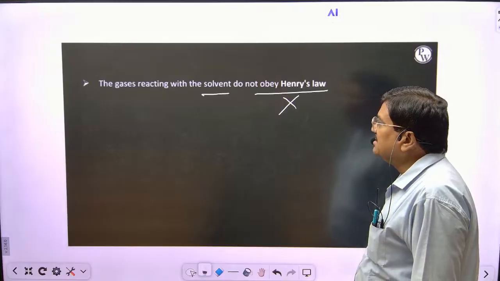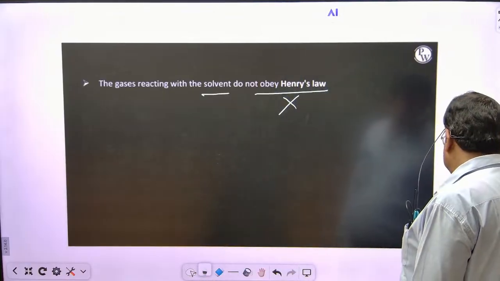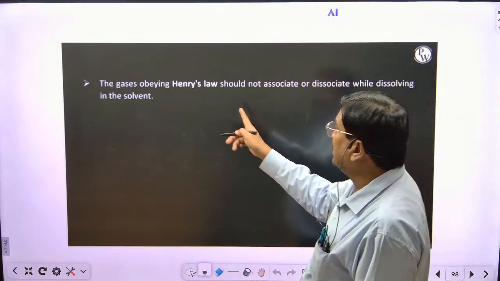Gases that are reacting with the solvent do not obey Henry's law. Clear all of it, right? Now see the next PPT. The gases obeying Henry's law.